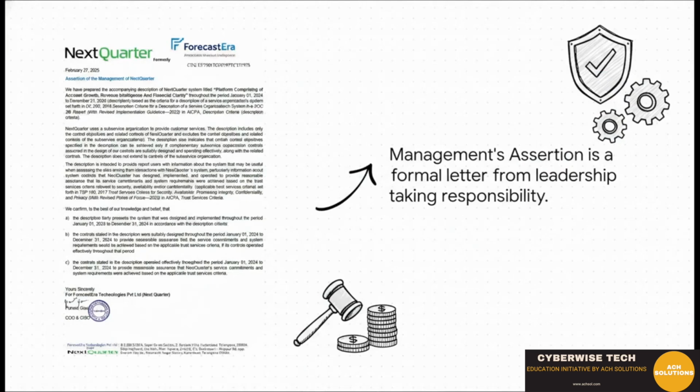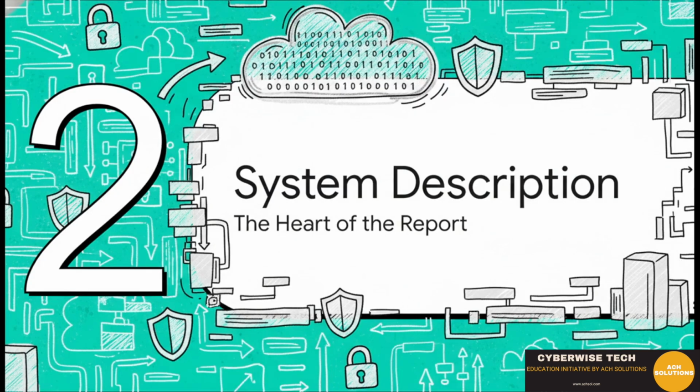And here's something really important. Before an auditor even weighs in, the company's own leadership has to sign on the dotted line. This is management's assertion from that Next Quarter report. It's a formal letter signed by top execs like the COO and the CISO. They are personally vouching that their system description is right and their security controls are solid. It's them putting their own skin in the game.